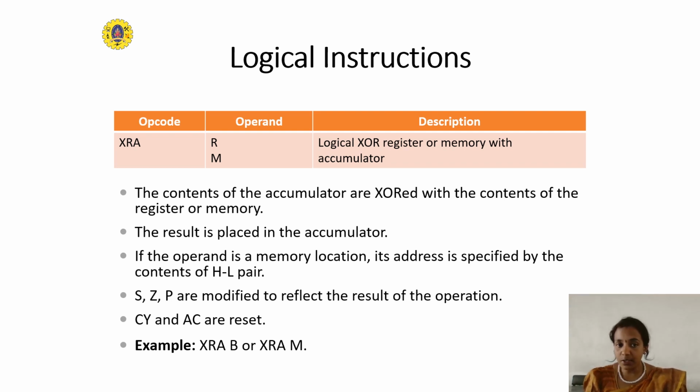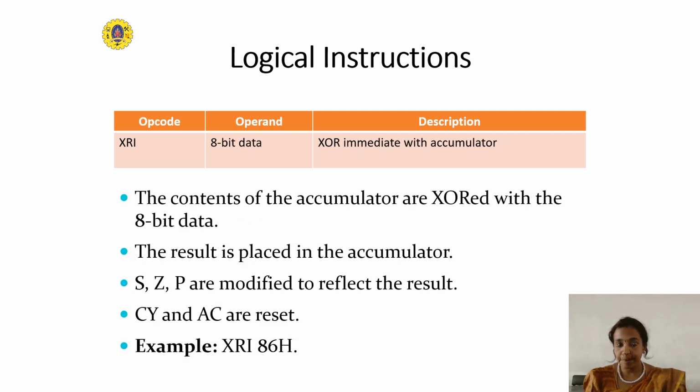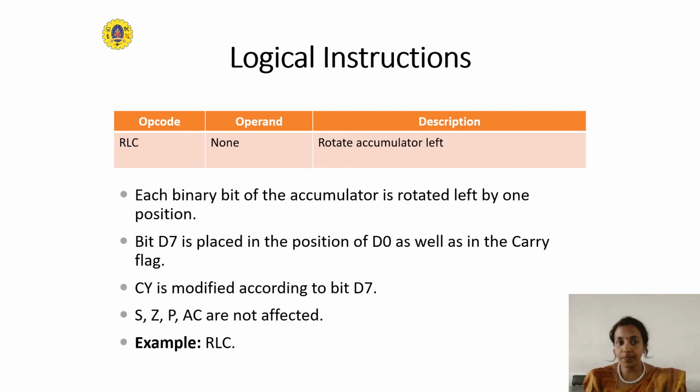XRA R means the logical XOR operation would be performed between the register R and the accumulator. XRA M means the logical XOR operation would be performed between the memory and the accumulator. XRI 8-bit data. RLC means rotate the accumulator to the left. R means rotate, L means left, so RLC means rotate left with the carry flag. RRC means rotate the accumulator to the right side.